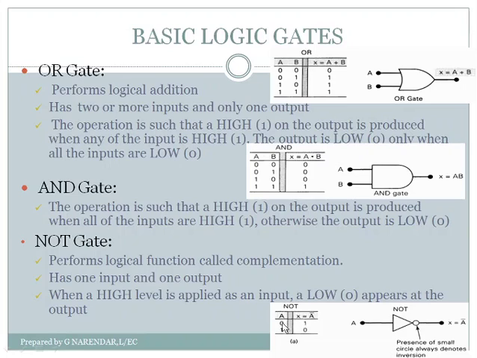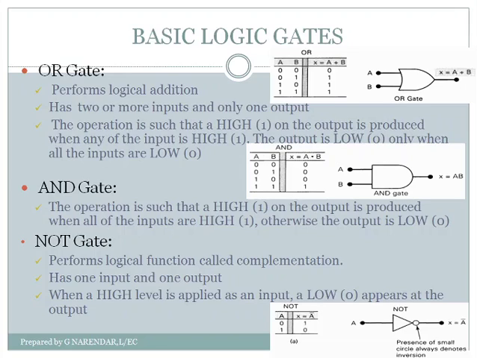So when A is equal to 0, X becomes 0 complement, which means X becomes 1, and when A equals 1, X equals 1 complement, that becomes 0. So when a high level is applied as an input, a low appears at the output and vice versa. Since the NOT gate performs the complement operation, whatever input you give, the output will be the complement or the inverse of the input.